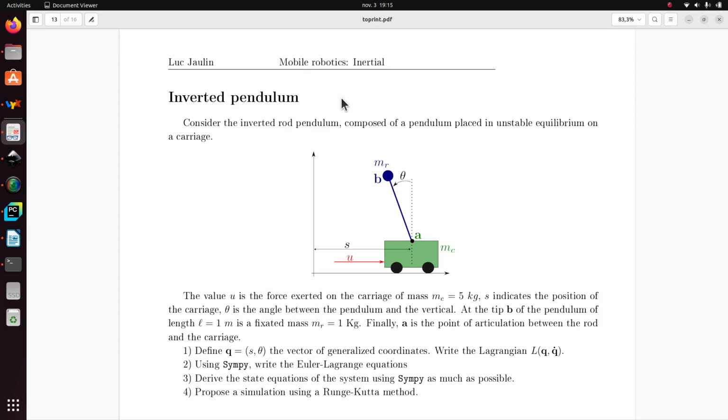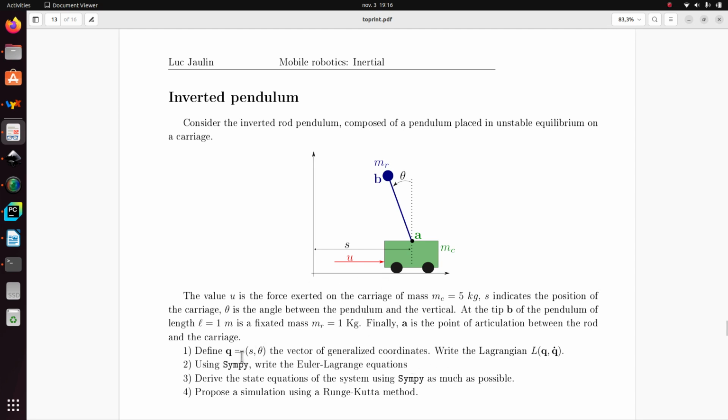Inverted pendulum. In this exercise we have an inverted pendulum, so it is a carriage represented in green and a pendulum here. At the tip of the pendulum we have a mass m at point B, and using the Euler Lagrange method we need to find the state equation of this system and after to simulate using a Runge-Kutta method.